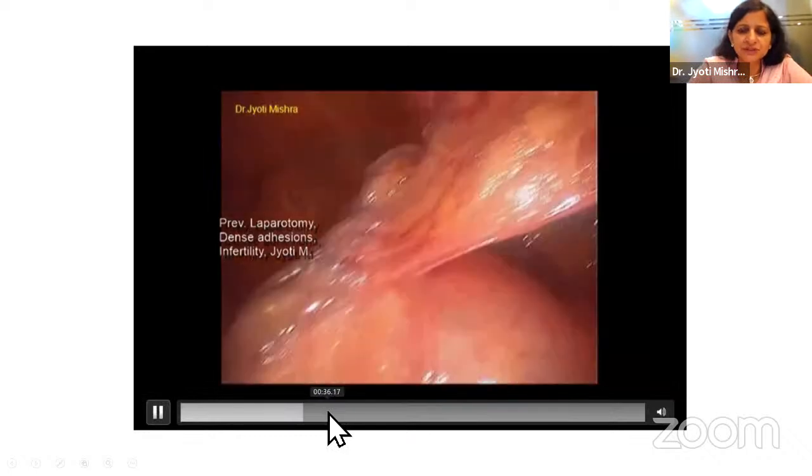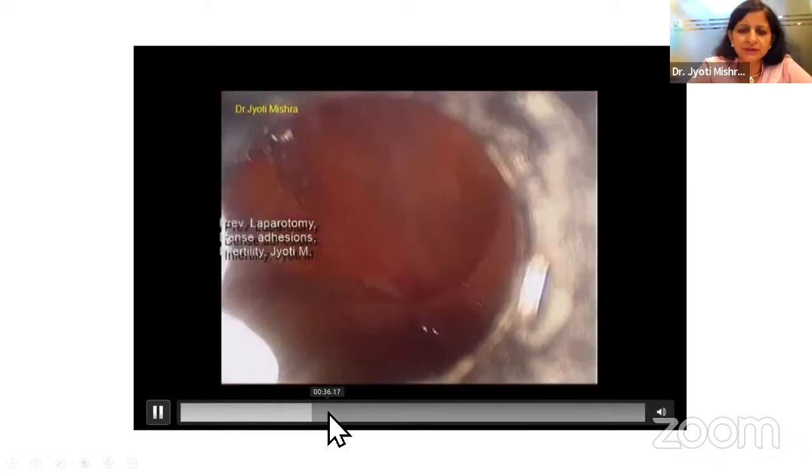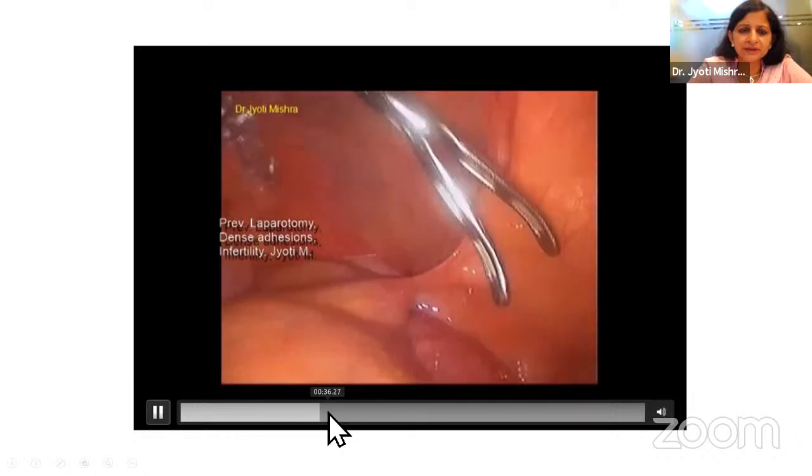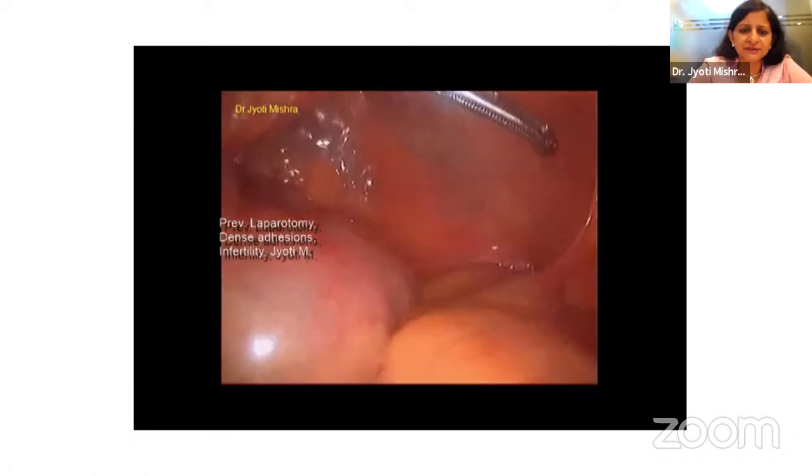Usually we keep the pressure high. So this is what we see inside as we go in. We don't see the uterus at all, and it's all bowel and omental adhesions everywhere.